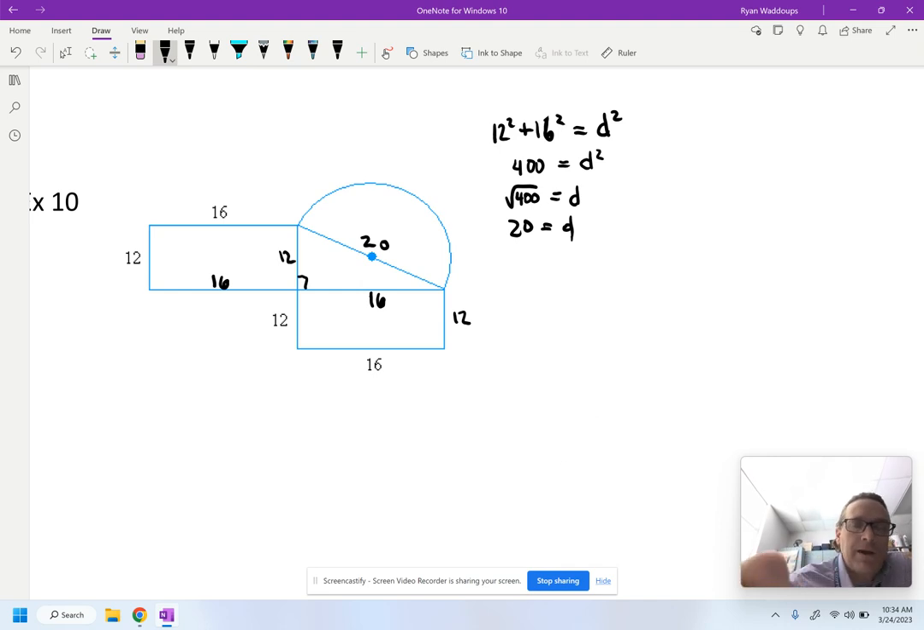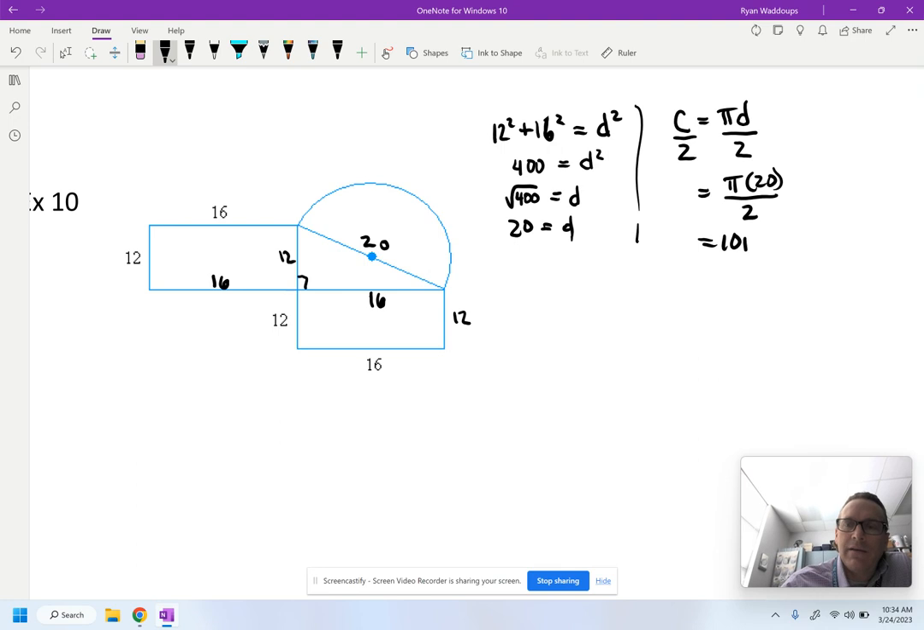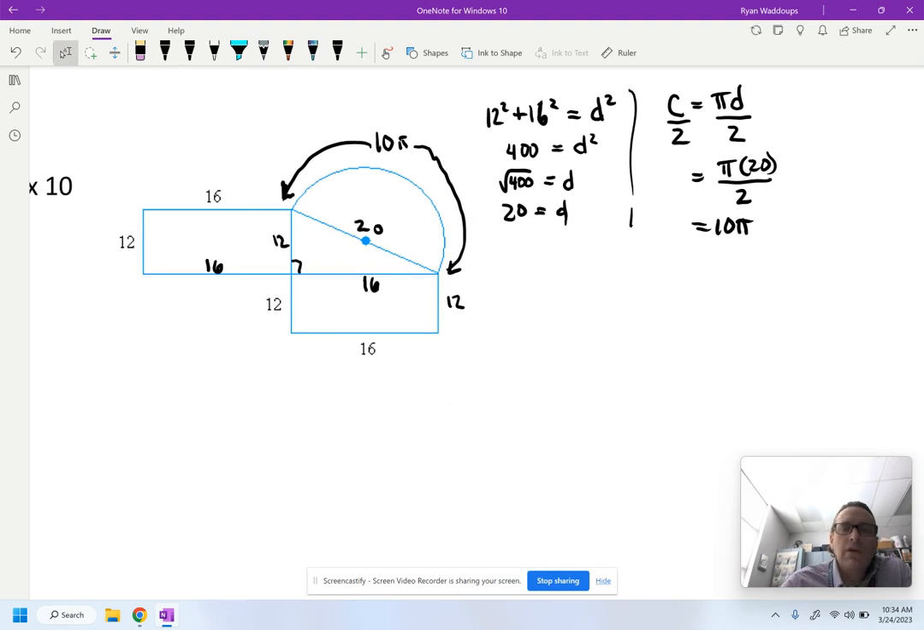Which means that its circumference, pi times the diameter, if we take half of it, because we just have half of a circle, then we've got pi times 20 divided by 2, and so that's 10 pi. 10 pi is the distance here. The distance all the way from the one side of the circle to the other side of the circle. Semicircle, I should say.